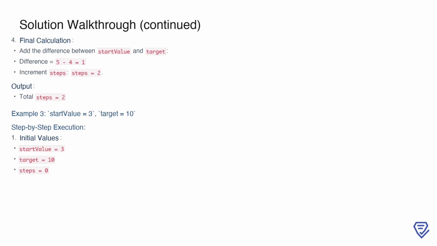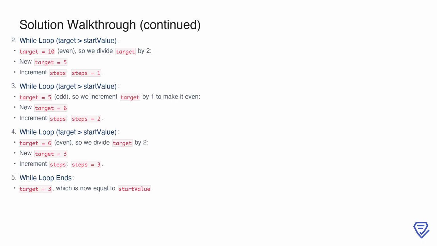Moving on to another example, suppose start value is 3 and target is 10. Again, we initialize steps to 0 to begin the process. In this case, the target is 10, which is even. We divide it by 2, reducing the target to 5 and incrementing steps to 1. Since the target is still greater than the start value, we proceed.